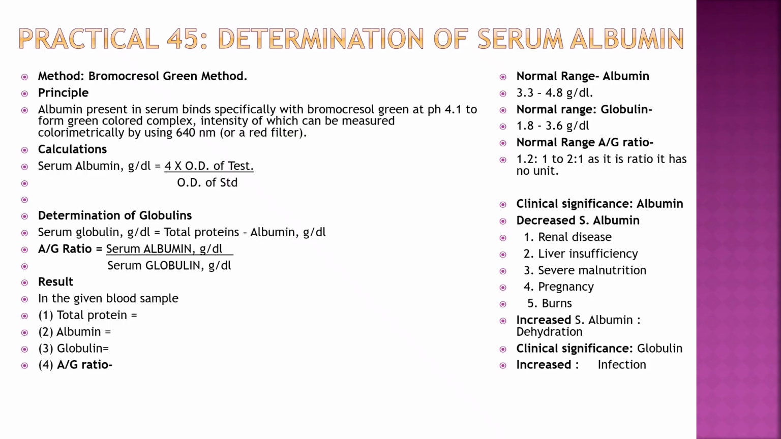Clinically, albumin is decreased in renal disease, liver insufficiency, severe malnutrition, pregnancy, and burns. Increased albumin is seen in dehydration. Increased globulin is seen in infection.